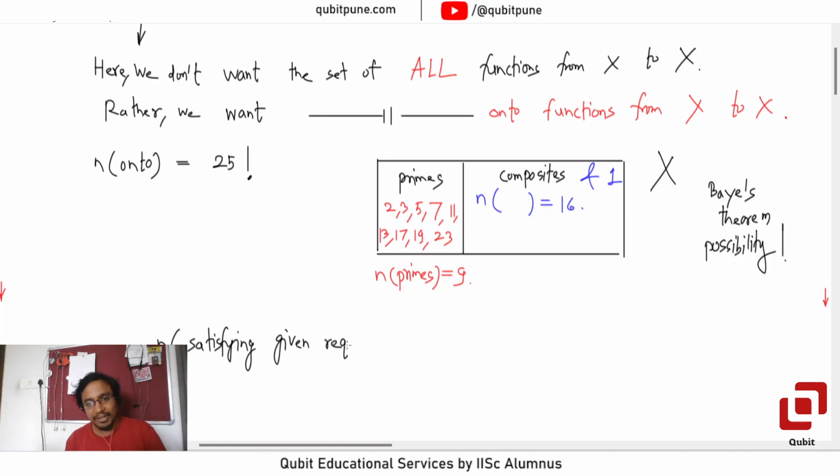Okay. Now tell me, how many functions are there satisfying the given requirement? प्राइम को प्राइम से ही करना है. एडिशनल रिक्वायरमेंट है कि फंक्शन ऑन टू होना चाहिए. तो प्राइम का प्राइम हो गया 9 फैक्टोरियल एंड 16 फैक्टोरियल. Raise your hands if you understand that. And if you haven't, please tell me, I'll explain it again. Yes, perfect.